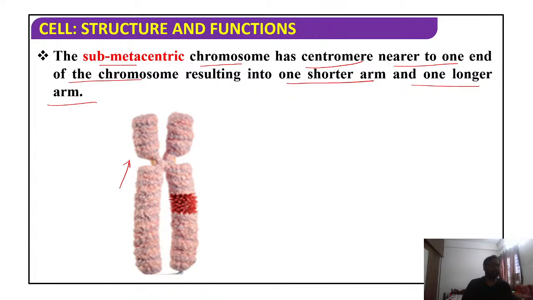Students, observe very carefully what a submetacentric chromosome is. Ask yourself, in submetacentric, are the arms equal or unequal? Definitely unequal. Why? Because the centromere is nearer to one end of the chromosome, resulting in one shorter arm and one longer arm. You see here, this is a longer arm, and this is a shorter arm.